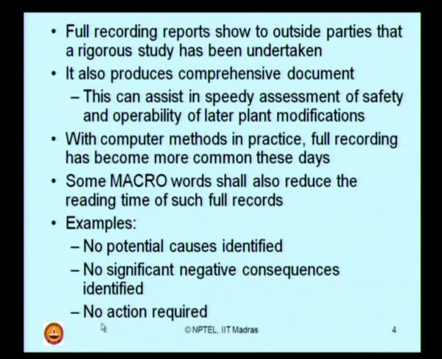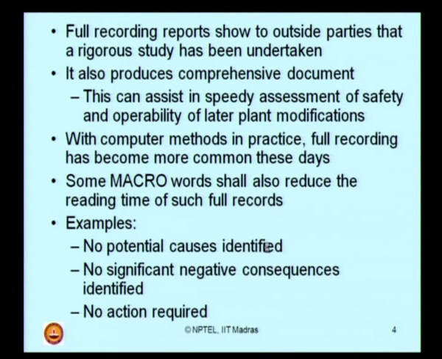So, in your action column, in your cause column, in your consequence column of a full recording type of Hazop report, if you see a word of this kind, these words and sentences are considered to be macro words, because this reduces a lot of reading time of this record. A reader can easily identify and get convinced that no potential causes were identified for a specific plant or specific segment of the plant.